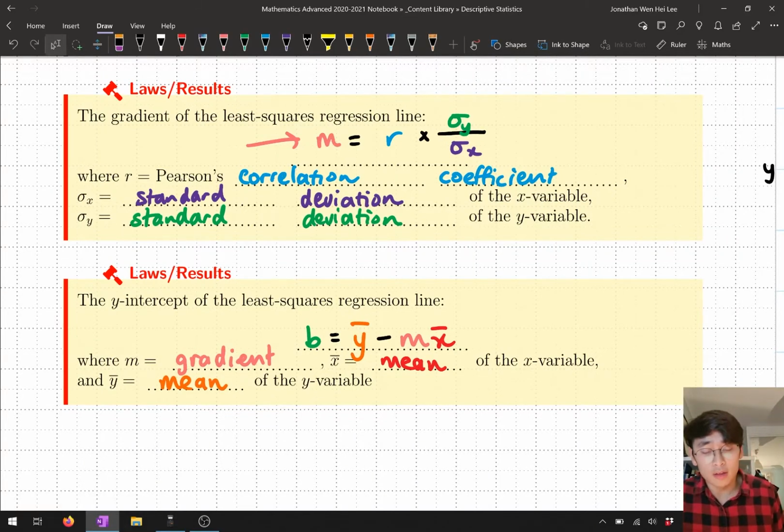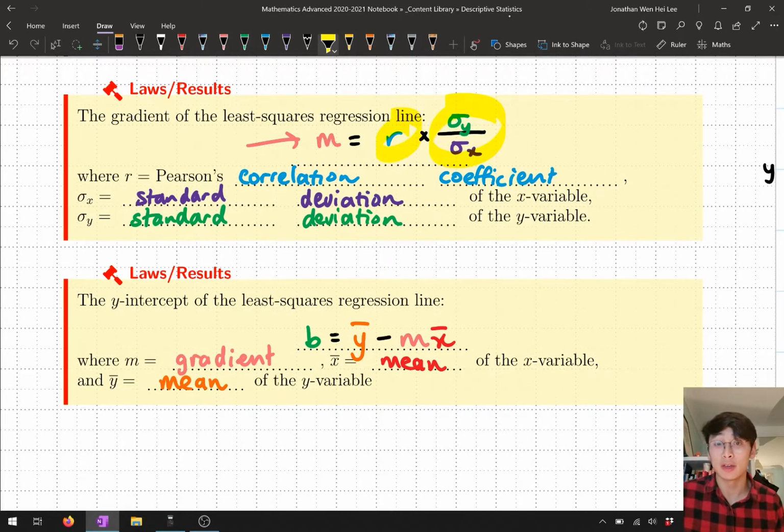Now, we're not going to actually use these formulas fairly often. We still need to know them because sometimes a question might be asking us to derive it based off of information that we're given. So we might get given the standard deviations and the correlation coefficient, and we need to calculate it. But often we're going to use our calculators to calculate this.